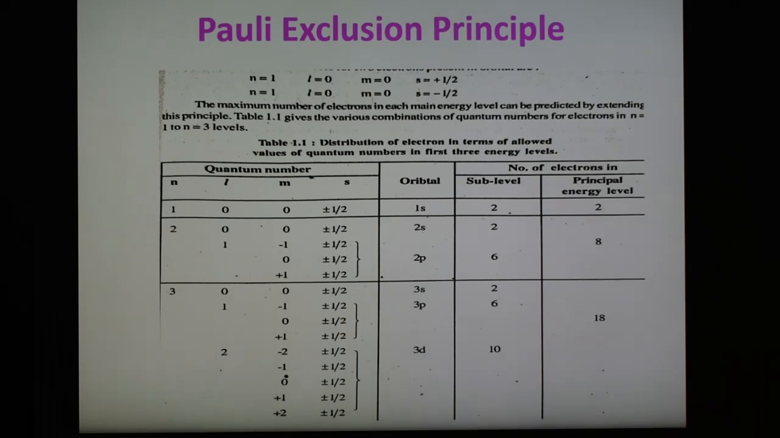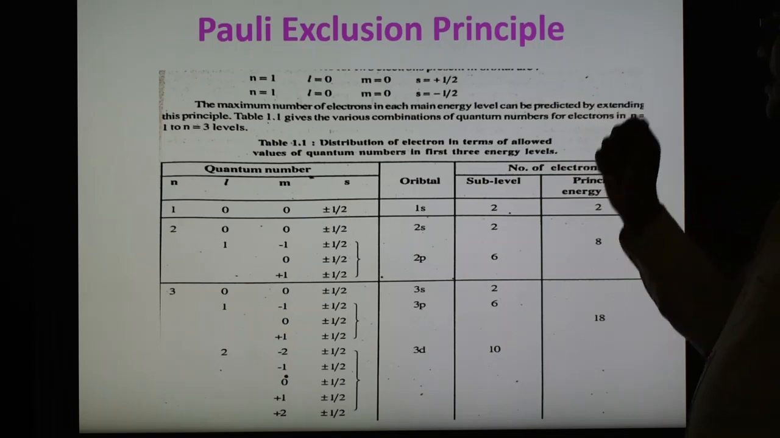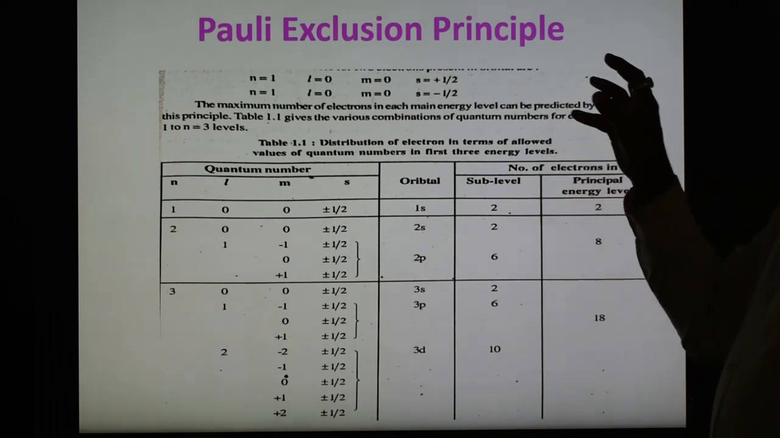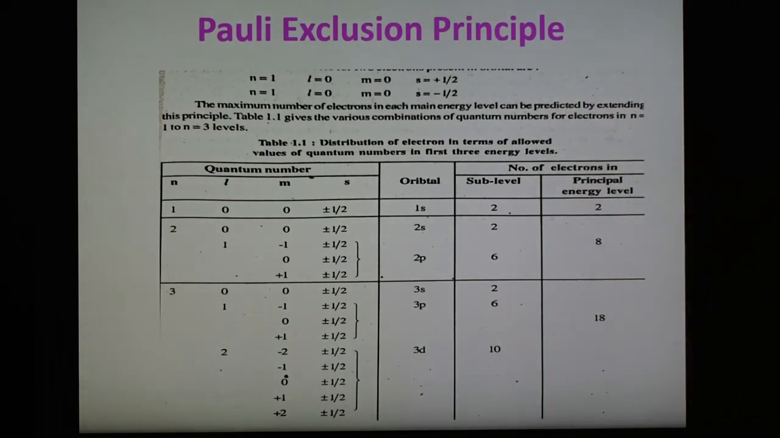Therefore this principle gives the limitation of the accommodation of electrons in an orbital. Each orbital can contain a maximum of 2 electrons, and this is given by the Pauli exclusion principle. An orbital can contain a maximum of 2 electrons, and if there are 2 electrons in the orbital, they should have opposite spin.